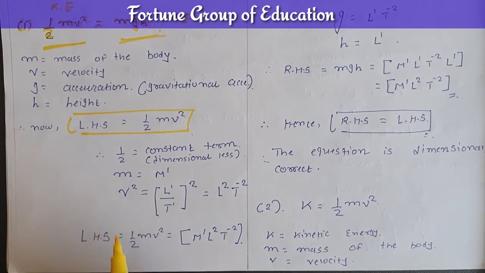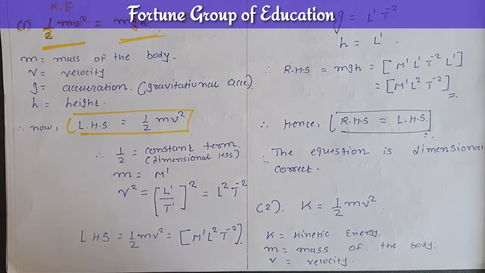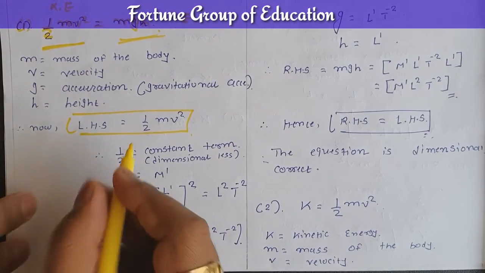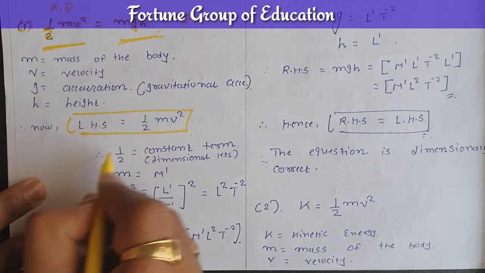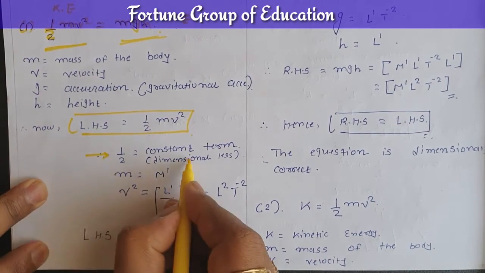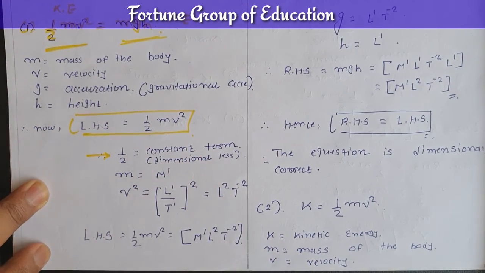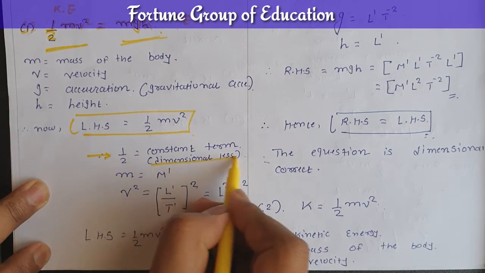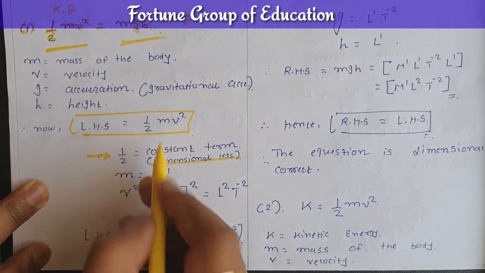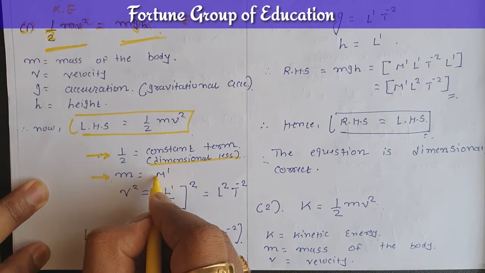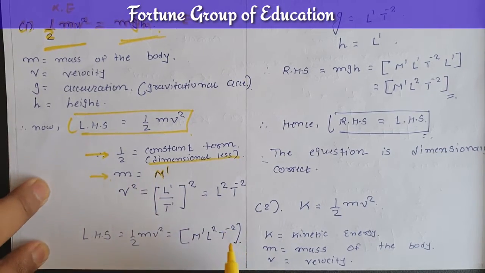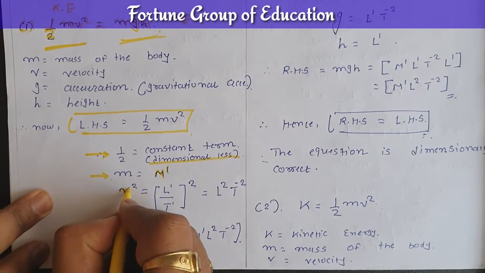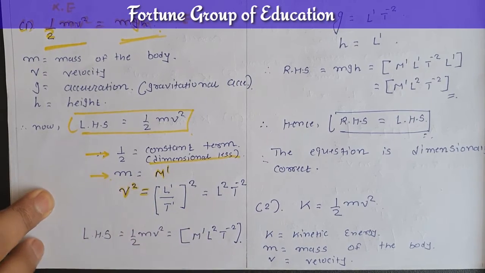Now we have to make the dimension formula for each and every term. The first term is 1/2. 1/2 is a constant term; 1 is a constant, 2 is also a constant. A constant is dimensionless. Now m indicates the mass, so mass we represent as capital M to the power 1. Now v is the velocity square. What is the velocity?